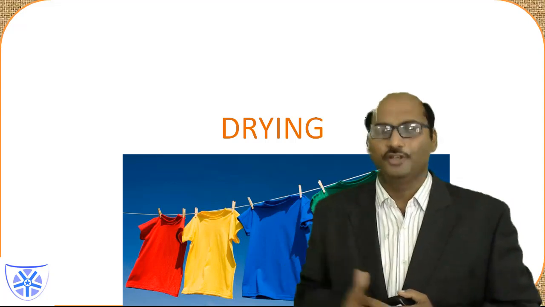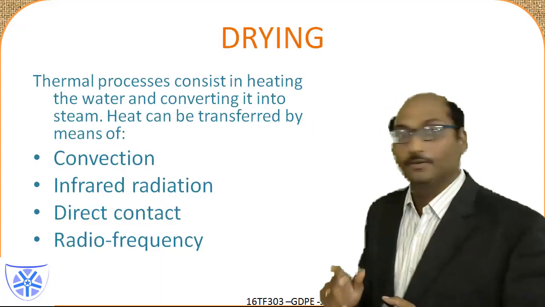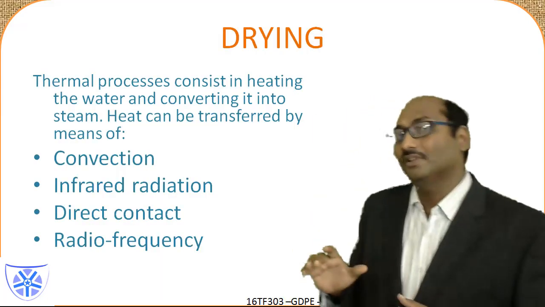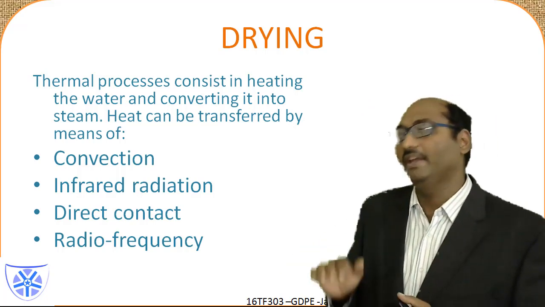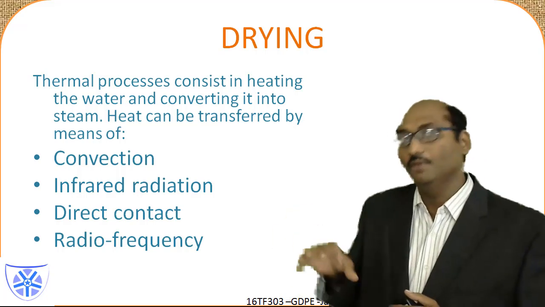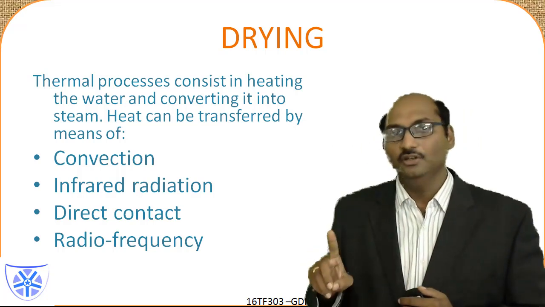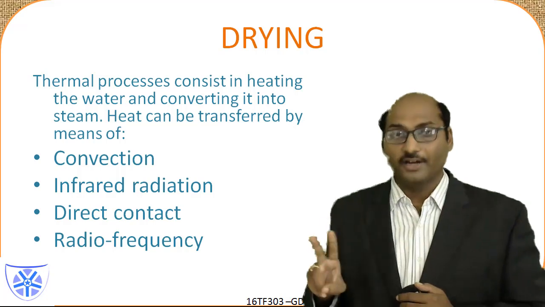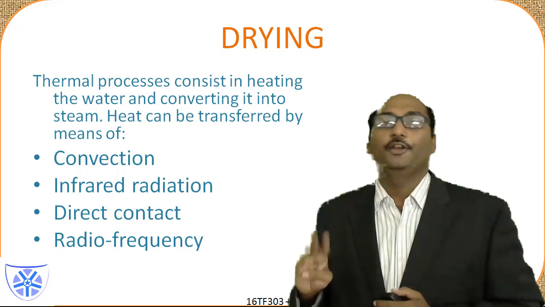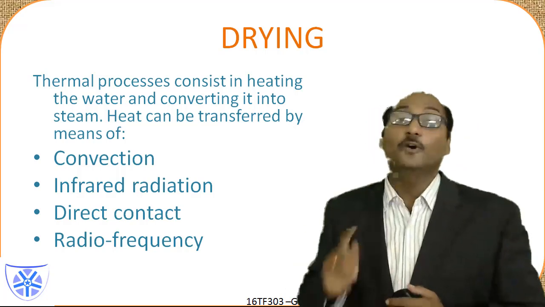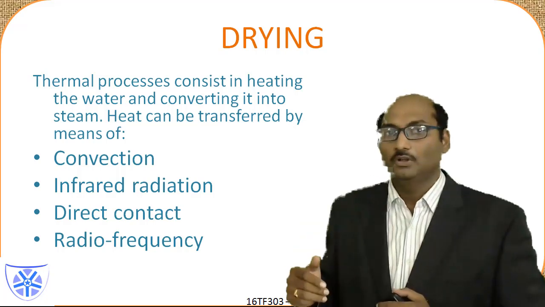So in order to remove moisture, we need to apply heat. Okay, heat. So the thermal process consists of heating the water and converting it into steam. So we will mainly use steam in order to give the temperature in some cases. So that can be either through convection or through infrared radiation or through direct contact or sometimes radio frequency. These are the four methods which are commonly used, and we will see various techniques of drying. Okay.